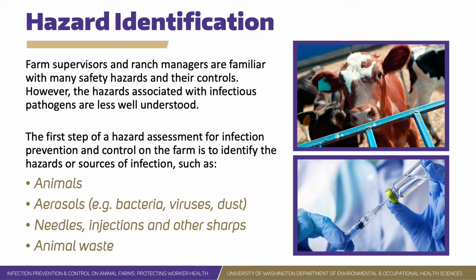Farm supervisors and ranch managers are familiar with many of the safety hazards on farms and how to control them. However, they are generally less knowledgeable about the hazards associated with infectious pathogens. The first step of a hazard assessment for infection prevention and control on the farm is to identify common sources of infection. Some of the most common sources of infection on farms are the animals themselves, aerosols, needles and other sharps, and animal waste.